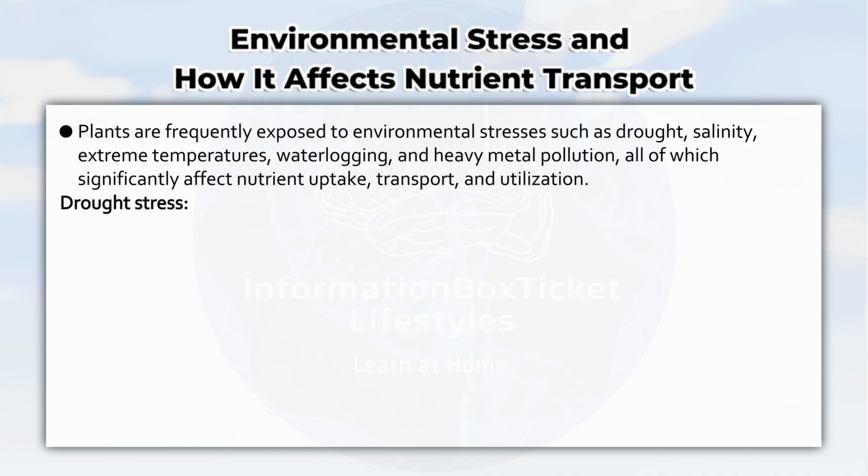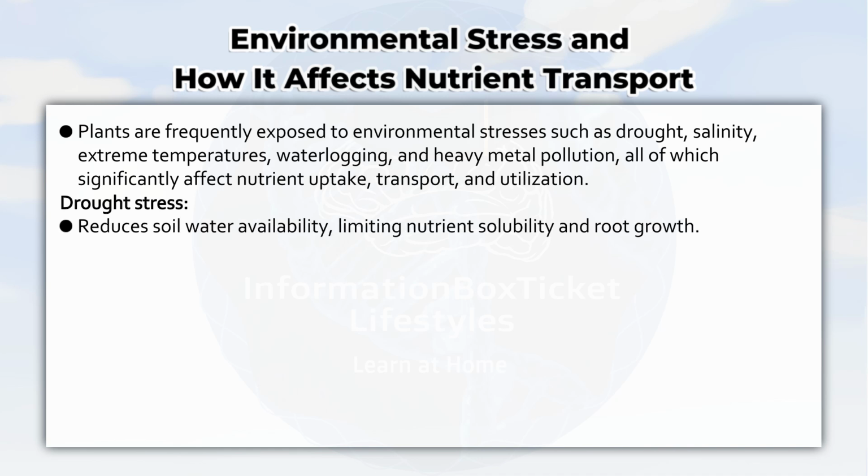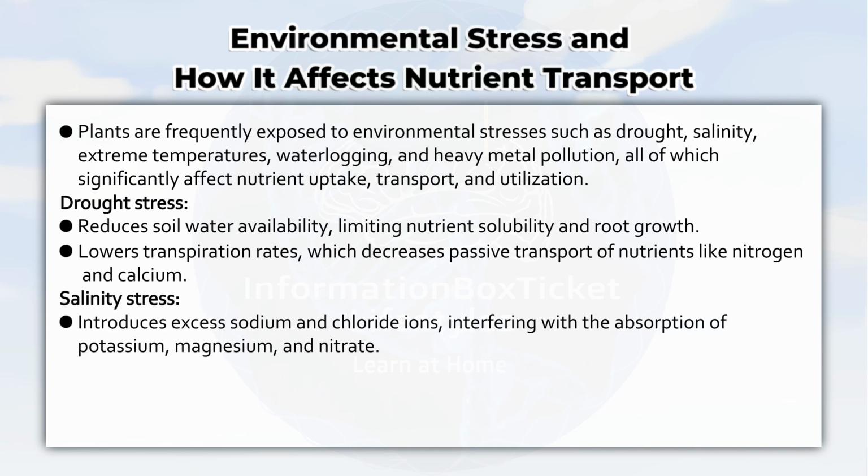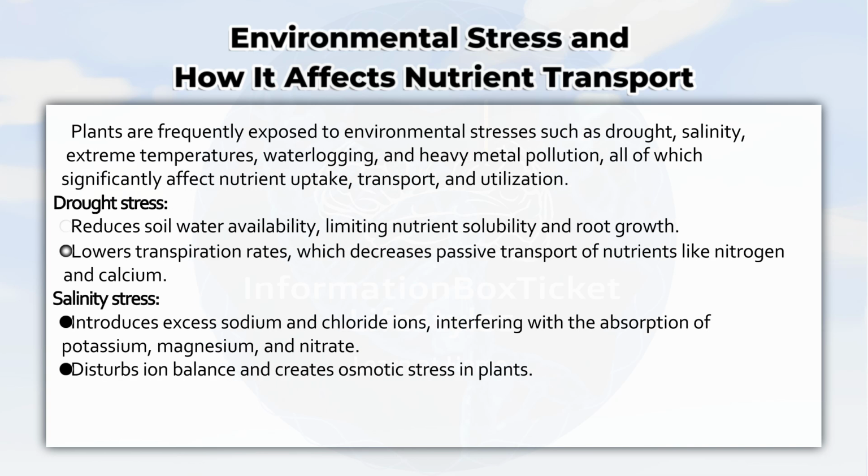Drought stress reduces soil water availability, limiting nutrient solubility and root growth. It lowers transpiration rates, which decreases passive transport of nutrients like nitrogen and calcium. Salinity stress introduces excess sodium and chloride ions, interfering with the absorption of potassium, magnesium, and nitrate. It disturbs ion balance and creates osmotic stress in plants.